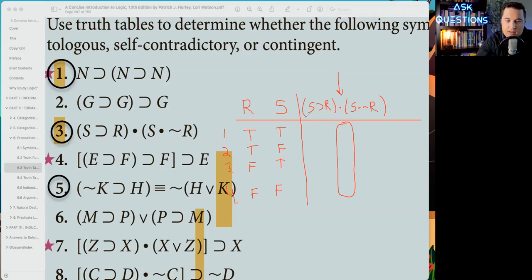So now we fill in the values here based on what we see here. In row 1, R is true. So in row 1, all the R's have to be true. So this R is true. This R is true, which means not R is false.